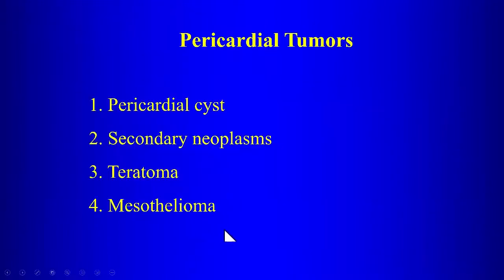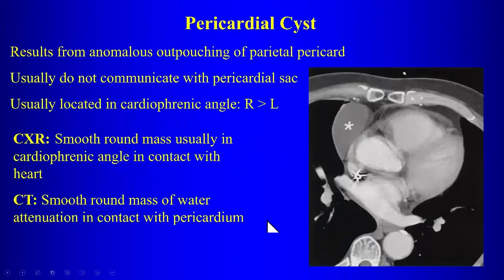So in terms of pericardial tumors, these are pericardial tumors that might occur. The pericardial cysts arise from the pericardium. The cysts are in contact with the pericardium, but they do not communicate with the pericardium. So it's like having a loculated pericardial collection there. Common in the cardiophrenic angle, right greater than left, very smooth-walled, well-circumscribed, fluid attenuation, and there's no enhancement, very thin wall with these things. Okay?